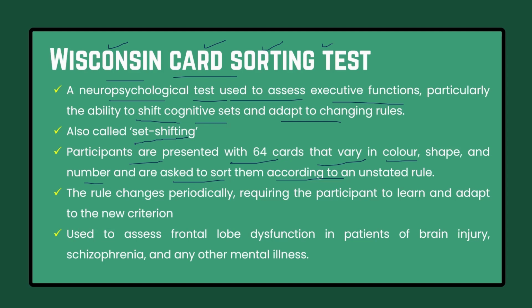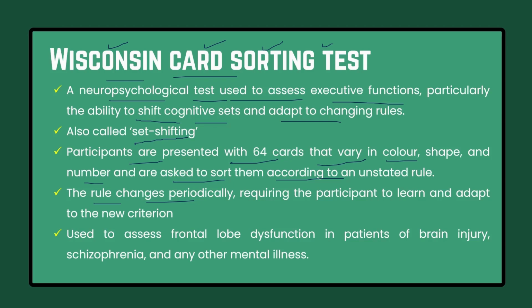And there is no rule set. There is an unstated rule. The patient can start with whatever rule they want to. And then once they start doing it, the researcher or the psychologist changes the rule periodically. Maybe after 5 minutes, they are asked to stop and start sorting based on color. Once they start sorting by color, they might then be asked to stop and sort according to numbers, or maybe make it a bit more complicated by asking them to sort according to even numbers or odd numbers, or maybe a particular shape.